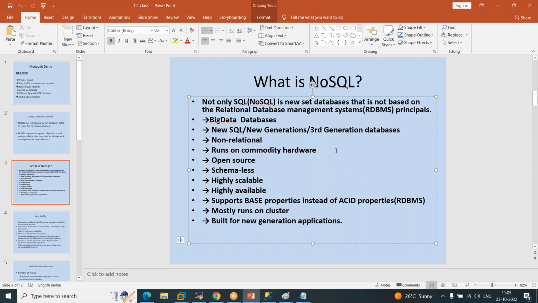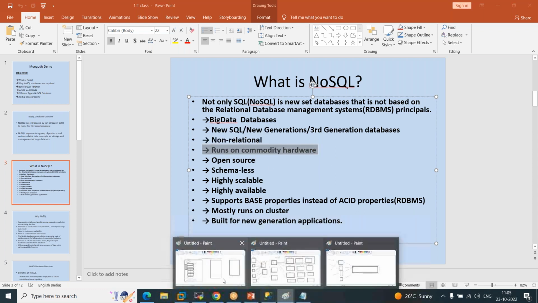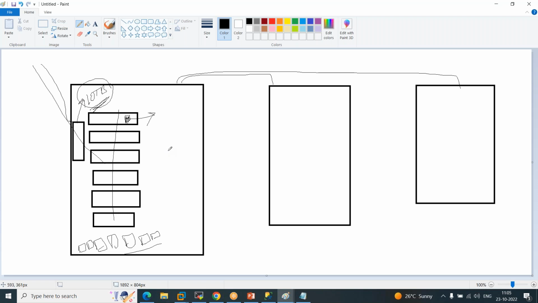Runs on commodity hardware. This is another big point. If it is RDBMS, you are running everything on a single server. You need absolutely server-class hardware to process that big data from one single system, right? It is very highly costly hardware because you are running the entire thing on a single server. To scale with the amount of data you are processing, the hardware you deploy has to be server-class. It is very costly hardware, not cheaper hardware.